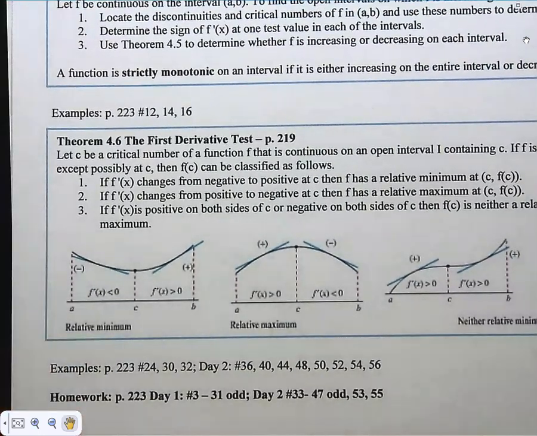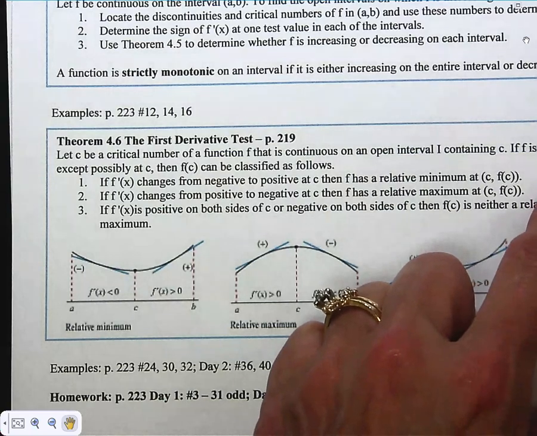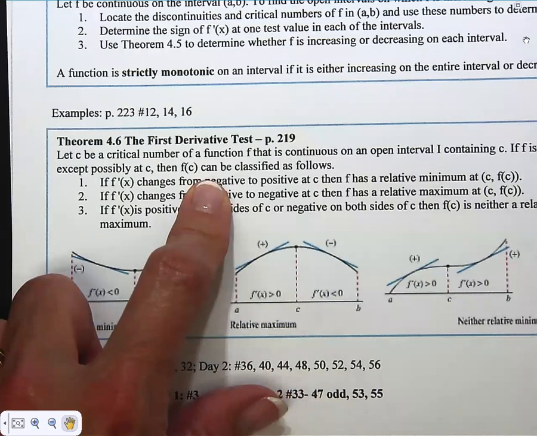The first derivative test says, let C be a critical number of the function. That means the function's defined at C, but the derivative is either zero or undefined. Let C be a critical number of a function f that's continuous on an open interval I containing C. If f is differentiable on the interval except for possibly at C, then f of C can be classified as follows.